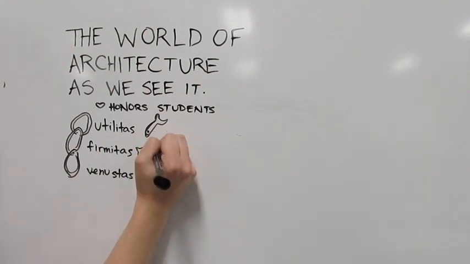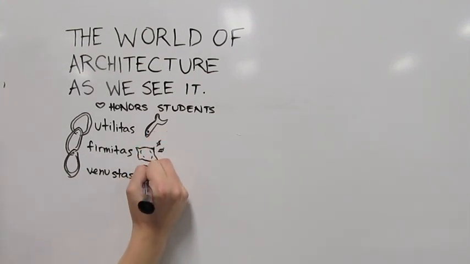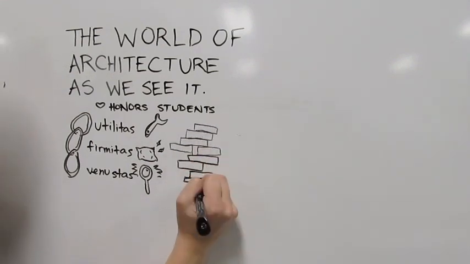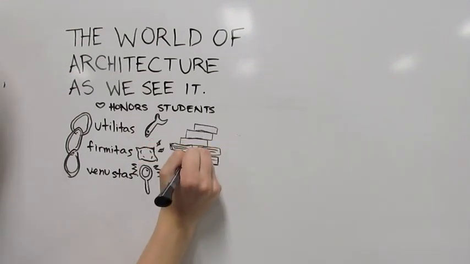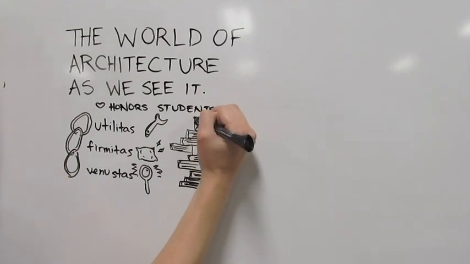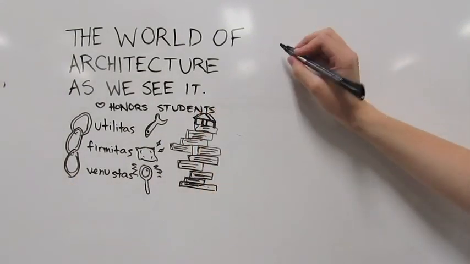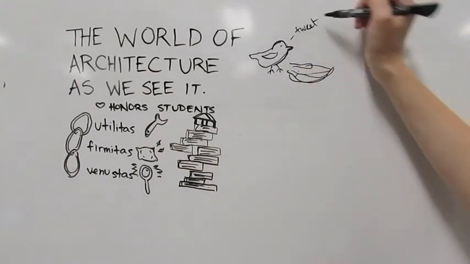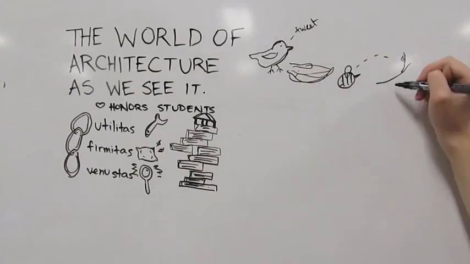Now these notions of how we look at architecture were introduced by Roman architect and writer Vitruvius in his 10 books of architecture dedicated to the Roman Empire a really long time ago. According to Vitruvius, architecture is an imitation of nature. As birds and bees built their nests, so humans constructed houses from natural materials that protected them from the weather.